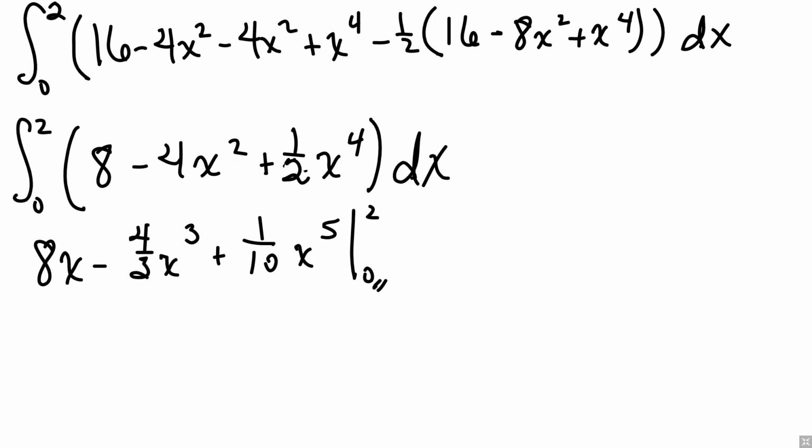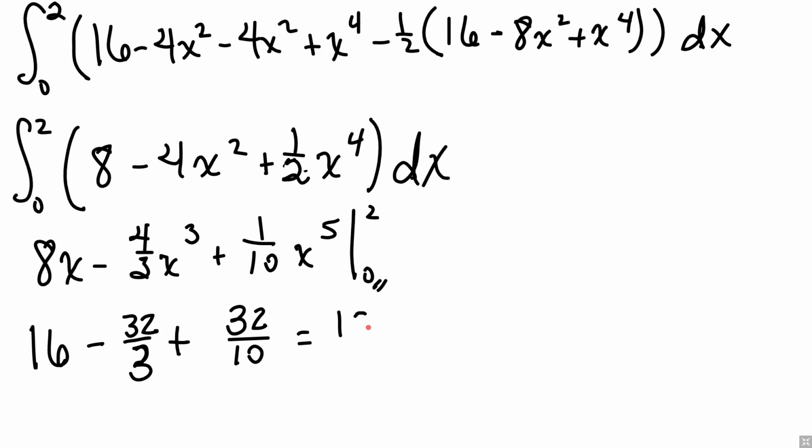Okay, so if I plug in 2, I'm going to get 16 minus 32 thirds plus 32 tenths. And when we calculate this, we should end up with, and hopefully I didn't screw up my calculations, 128 over 15. Any questions?